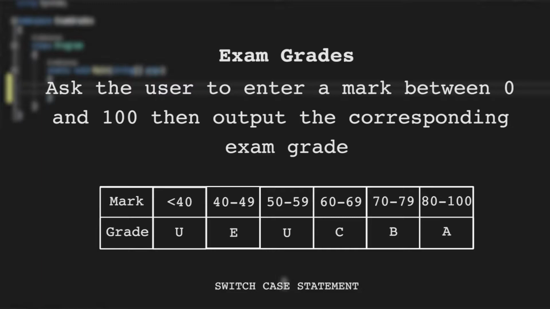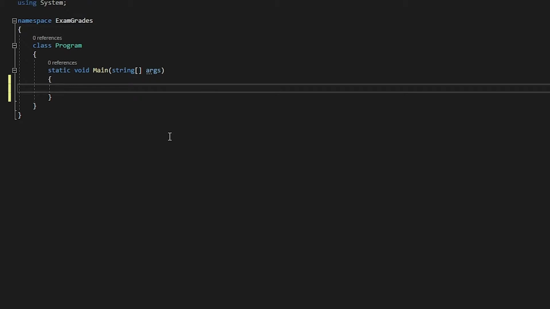So in this challenge, we're going to write a program that asks the user to enter a mark between the range of 0 to 100, and then we'll output the corresponding exam grade like the following table. For example, if the user enters 35, that would be a grade U. If the user enters 75, that would be a grade B. For this video, I want you to be using a select case statement instead of an if statement or another way of doing it. Challenge yourself. If you want to attempt this challenge yourself, then hit that pause button now and we'll get started shortly. All right, so let's begin.